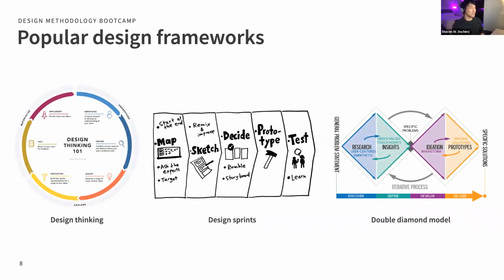So we're going to be talking about design methodology. And when we talk about design methodology, what does it mean? There's so many popular frameworks, right? You've heard of it probably, like design thinking, design sprints, double diamond model. And today, we're just going to simplify this tremendously. Just know that they're just different ways of approaching a problem. And at the end of the day, many different problems, many different solutions.